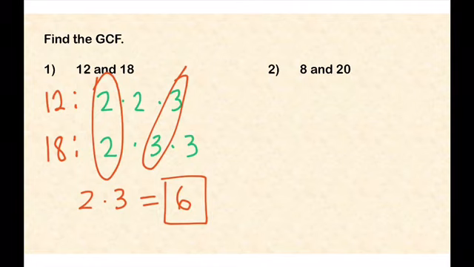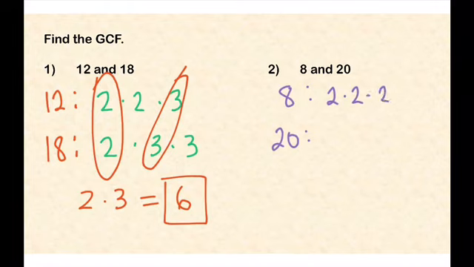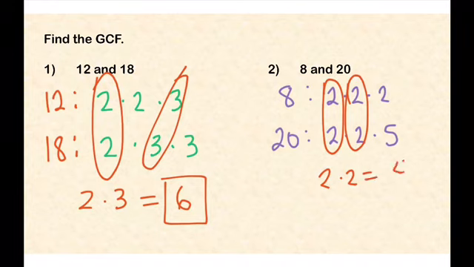Okay, let's try that with the next one. 8 and 20. So if you know your times tables, you might already know what the greatest common factor is, but you have to make sure it's the greatest one. You can't say 2. That's not the greatest common factor. It is a common factor, but not the greatest common factor. So 8 is 2 times 4, and 20 is 4 times 5. And so when I look for what they have in common, they have 2 times 2 in common, which is 4. So 4 is the greatest common factor.